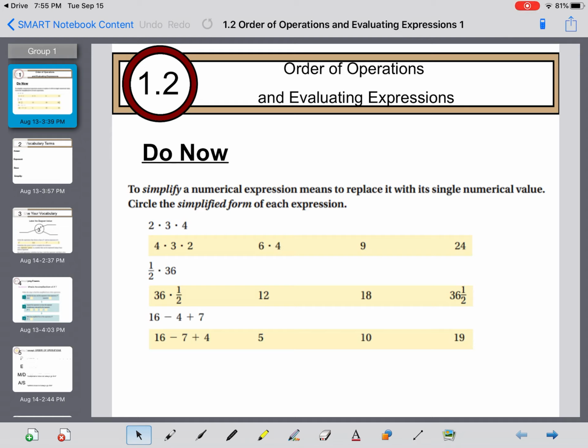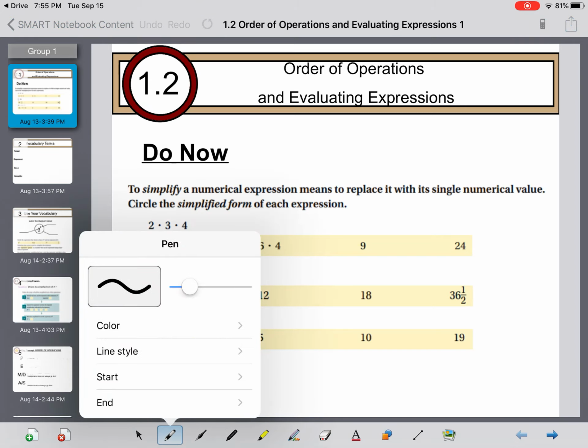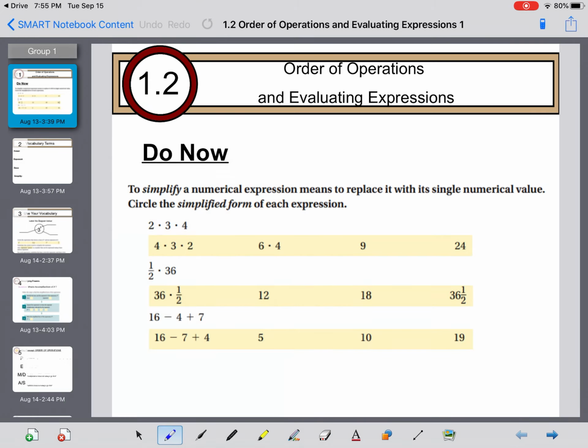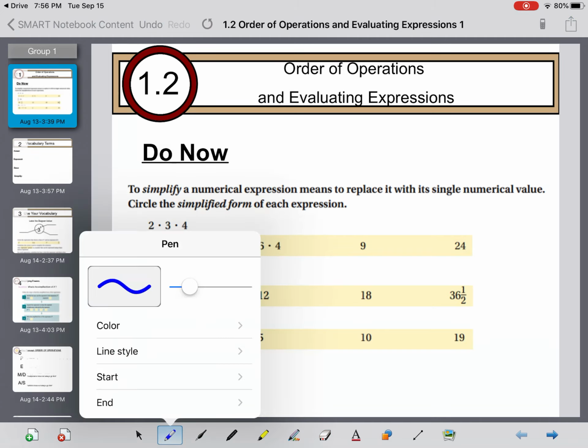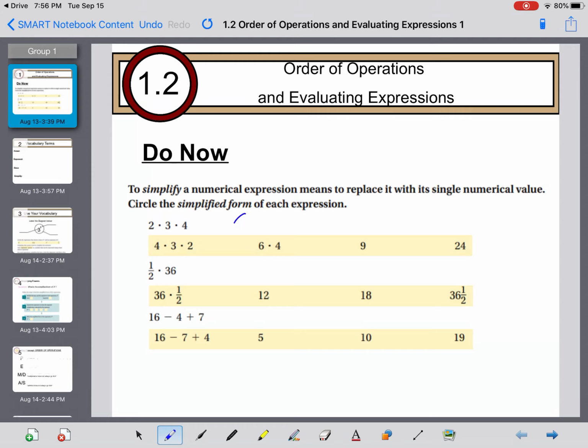So, to simplify a numerical expression means to replace it with its single numerical value. Circle the simplified form of each expression. So if you take a look here, we have 2 times 3 times 4. Well, 2 times 3 is 6. Ooh, should probably shrink that down a little. 2 times 3 is 6, and 6 times 4, well, that's 24.